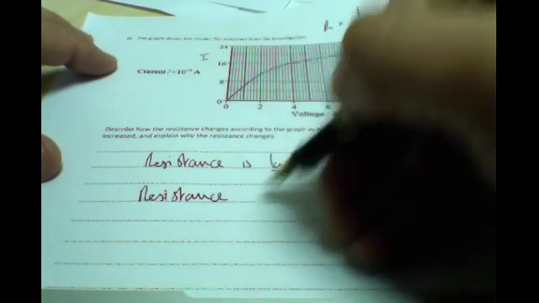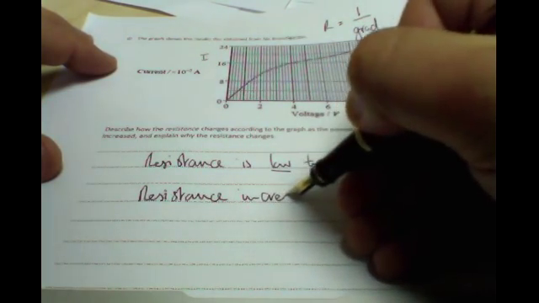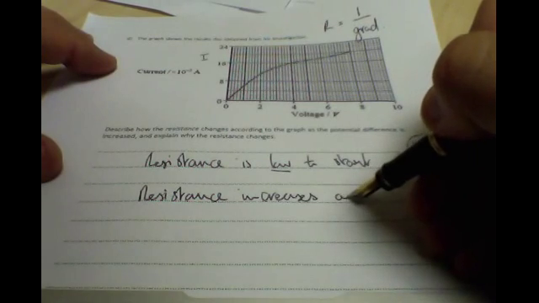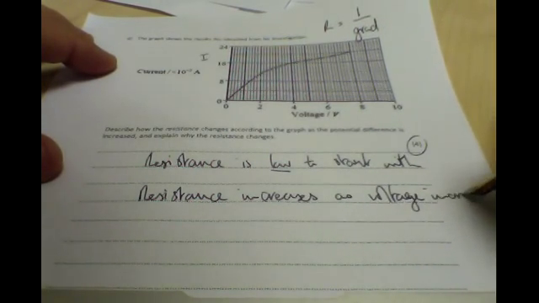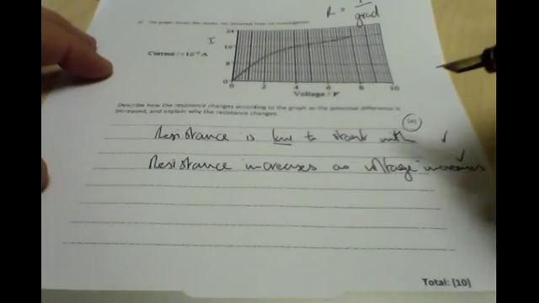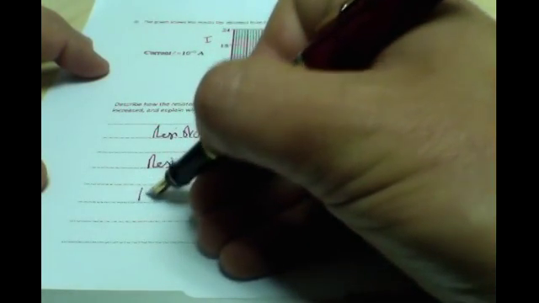So resistance increases as voltage increases. Okay, we've got 2 good points so far. Why is that? Well, the lamp is heating up.